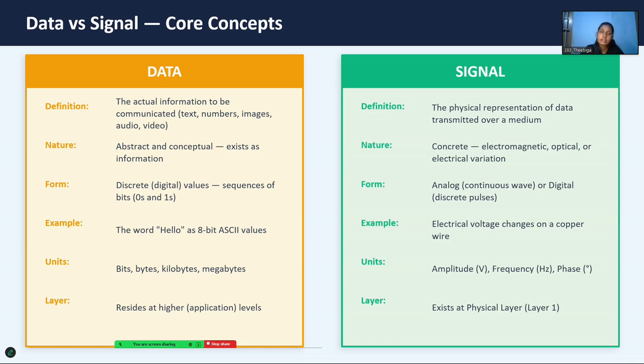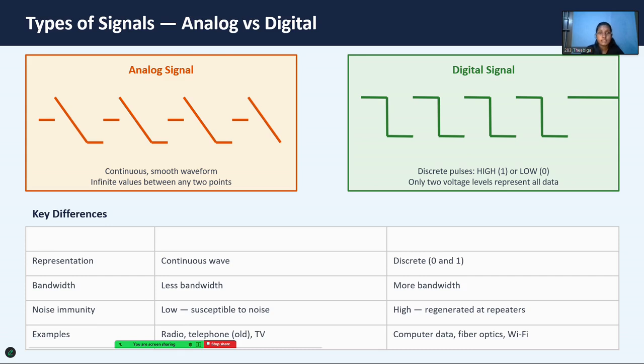A key takeaway is that before data can travel across a network, it must be converted into a signal. And when it arrives at the destination, that signal must be converted back into data. Everything at the physical layer is about managing the conversion and transmission accurately. Next, types of signal: analog versus digital.